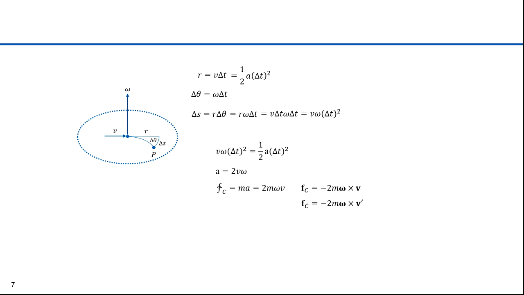The fictitious Coriolis force changes both the direction and the speed along the path. I'm not going to derive v prime. For orbital dynamics, it's important to understand the Coriolis force. We don't, however, need to be able to compute the force.